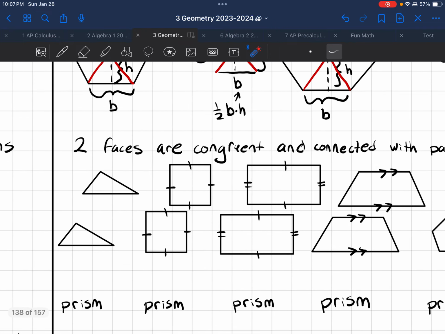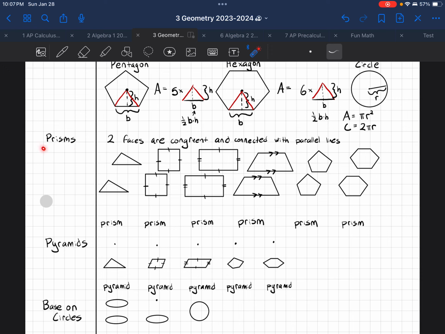All right, so I talked a lot about areas. You now know how to do areas and circumference for all of these basic shapes. Now I want to start learning some new stuff, some names. So I'm going to first talk about prisms. Basically, in this lesson, you're doing prisms, pyramids, and then circle-y things.